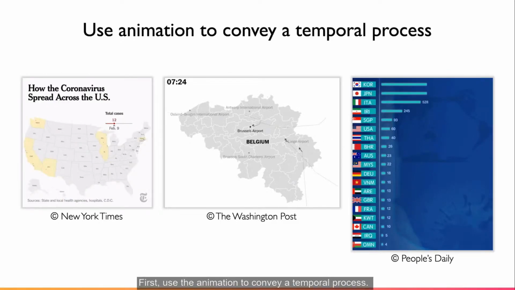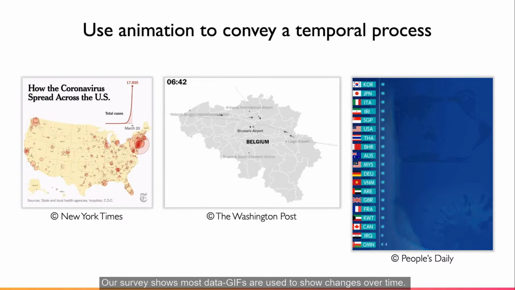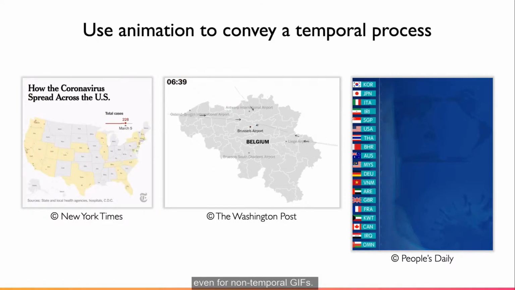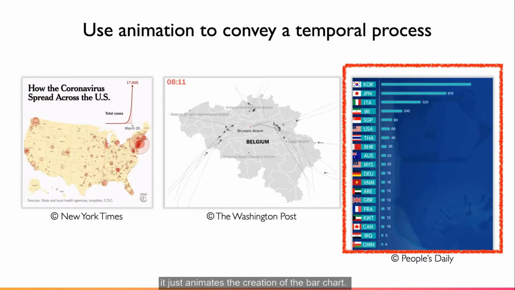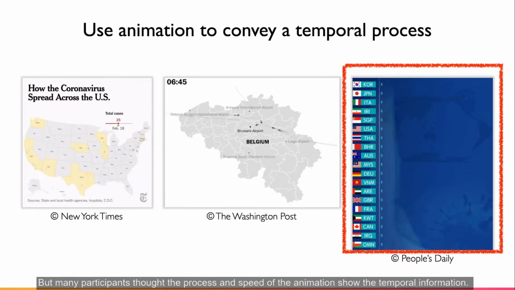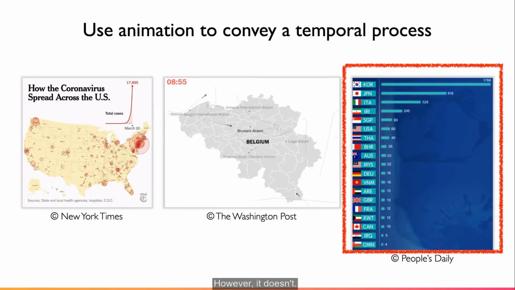First, use the animation to convey a temporal process. Our survey shows that most data GIFs are used to show changes over time. Our user study also found viewers tend to conflate frames with time, even for non-temporal GIFs, like the right GIF. It just animates the creation of the bar chart. But many participants thought the process and the speed of the animation shows the temporal information. However, it doesn't.